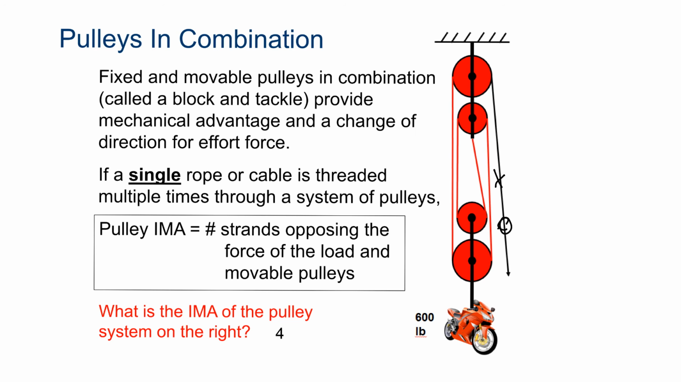So we've got our mechanical advantage would be 1, 2, 3, 4. So the ideal mechanical advantage of that pulley system is 4. Do you guys kind of understand how you can figure out the mechanical advantage of a pulley from that?